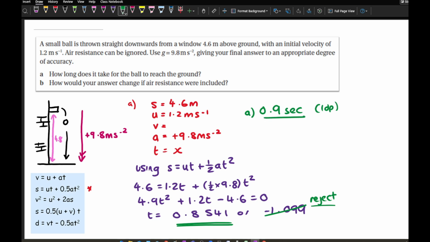Now for part B, it says, how would your answer change if air resistance was included? Well, if air resistance was included, it would act against the ball dropping. So for B, it would increase the time.